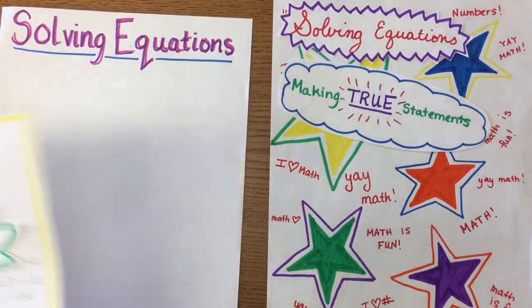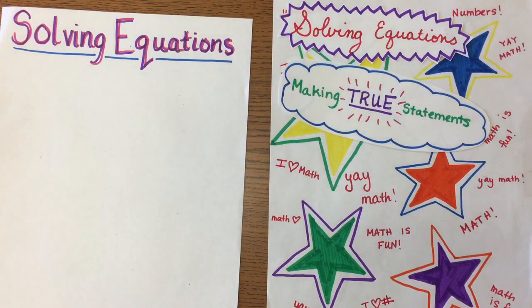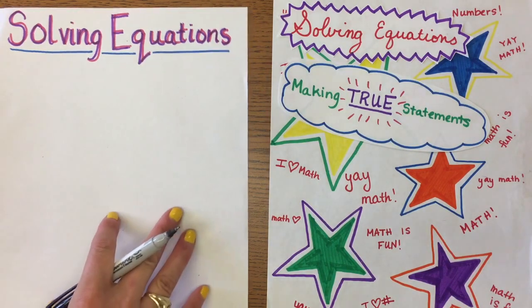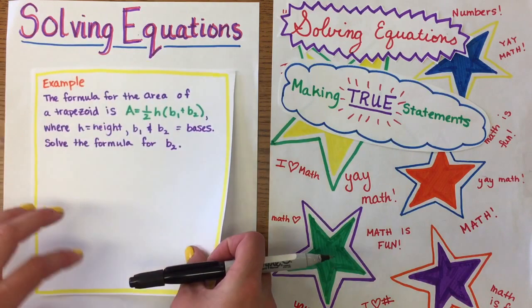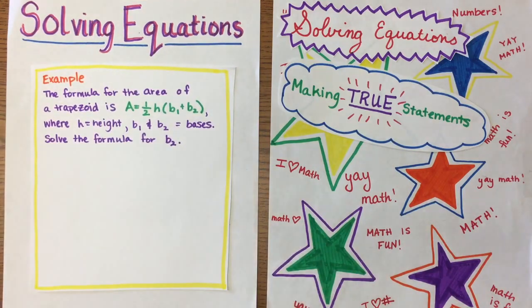Let's look at another example where we're going to have to go through multiple steps. But in this case, we're actually going to be solving and everything is a variable. The formula for the area of a trapezoid is A is equal to 1/2 h times (b1 plus b2), where h is the height and b1 and b2 are the bases.